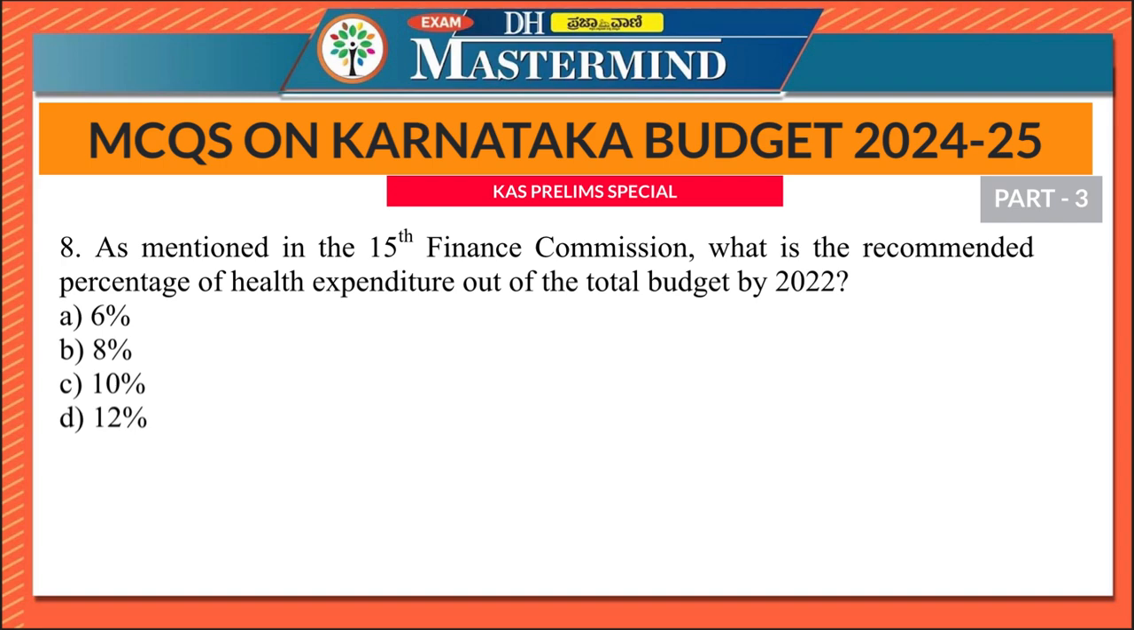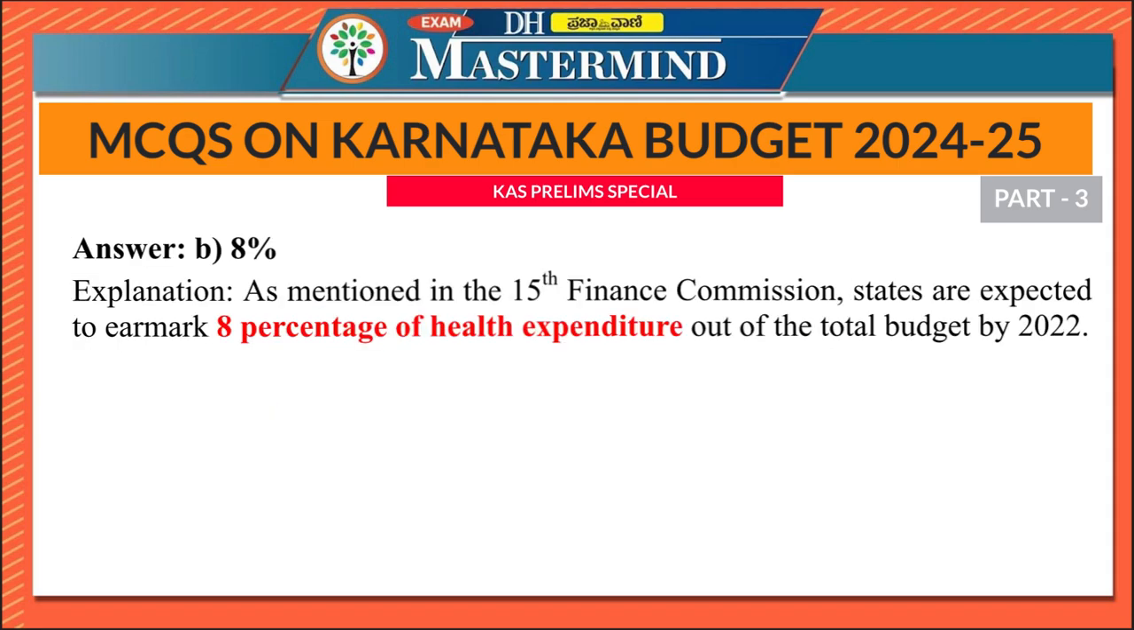Eighth question says, as mentioned in the 15th Finance Commission, what is the recommended percentage of health expenditure out of the total budget by 2022? So this is about the 15th Finance Commission. How much does it recommend? The right option is option B, 8%. So, as mentioned in the 15th Finance Commission, the states are expected to earmark 8% of health expenditure out of the total budget by 2022. Remember the year as well. By 2022, the states were supposed to earmark 8%.